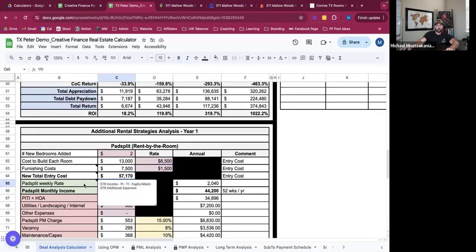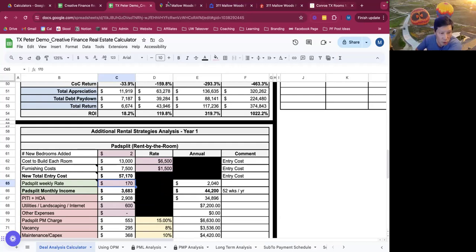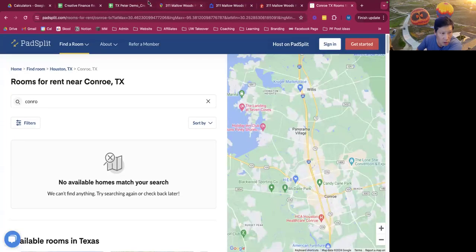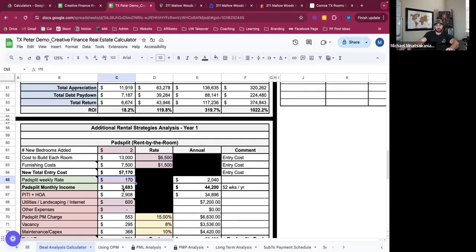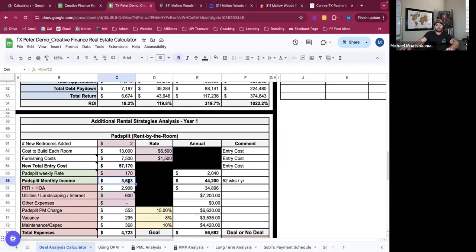Your pad split weekly rate is, what we saw was 240 to 160 was the low one, 170 to 240. So we'll just go right in the middle. Oh, you know what? Actually, no, because it's all shared bathrooms, so 170 is fine because it's all shared bathrooms in that house. So the monthly income is 3683.